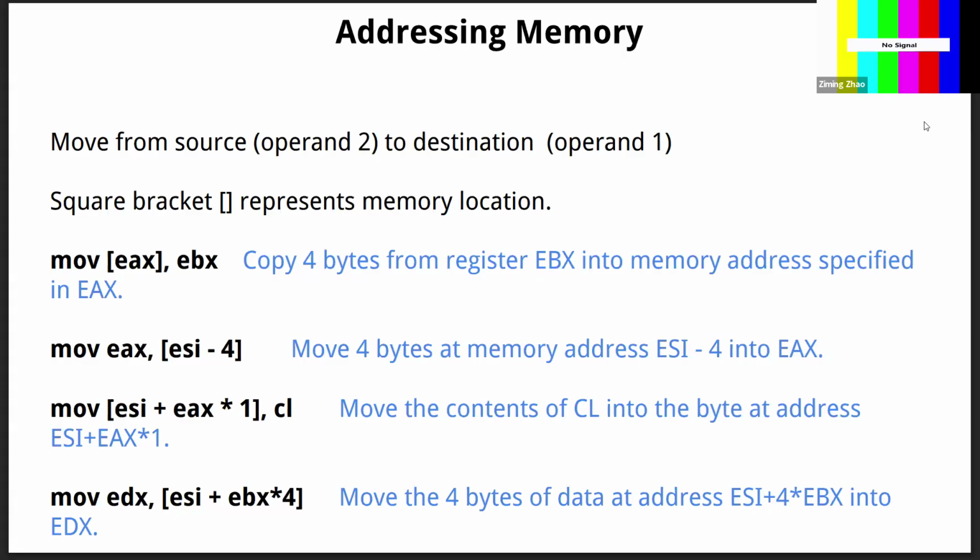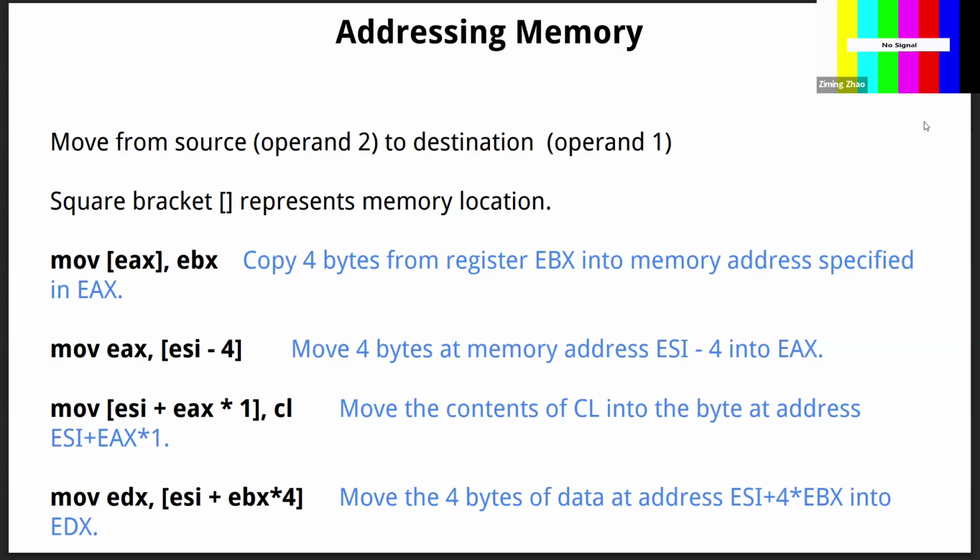So what is the destination here? Okay, that's about 50% correct. Yes. The destination here, because of the brackets, is actually the memory. So we're moving something from the register EBX to memory. How do we identify memory? We use the address to identify memory, and that address is stored in the register EAX. So basically, this instruction means we are copying 4 bytes of data from register EBX into the memory address specified in EAX.